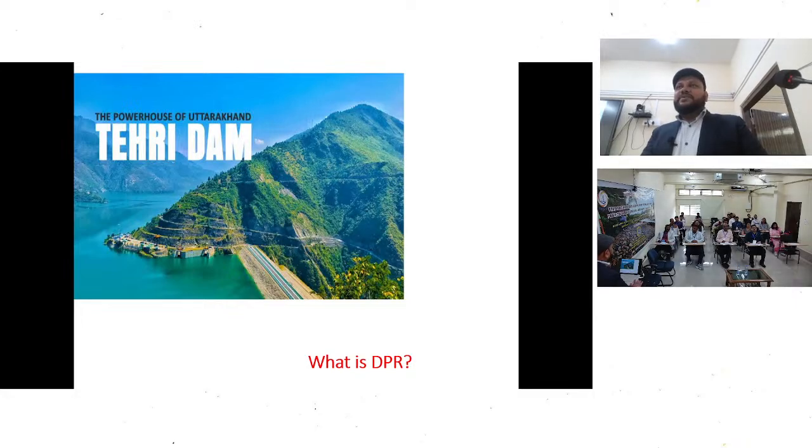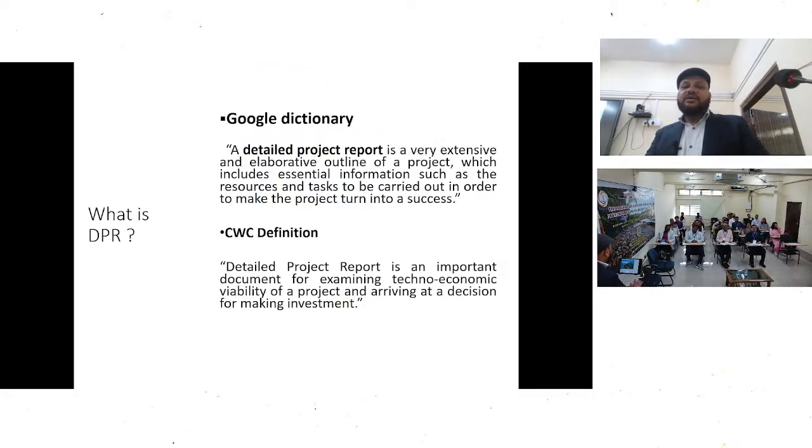The question is, what is a DPR? There are two definitions. From the Google dictionary: a detailed project report is a very extensive and elaborative outline of a project, which includes essential information such as the resources and tasks to be carried out in order to make the project turn into a success. And in the water resource sector, we follow the Central Water Commission, which has defined the DPR.